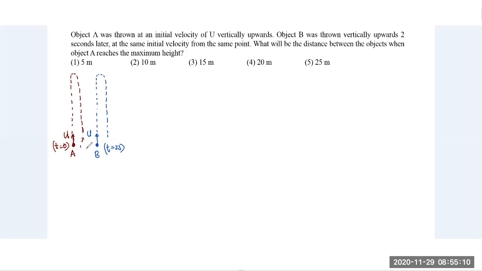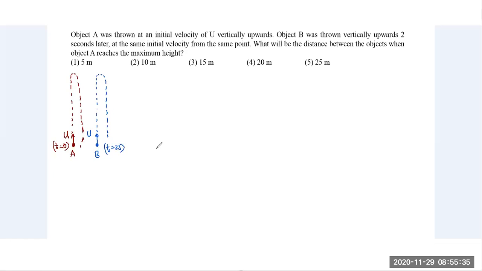So regardless of their masses, if their initial velocities are the same, if A reaches a height of h, B will also reach a maximum height of h. If the total time taken for A to return to the initial position is t, the same time will be taken by B. But the thing is, B was thrown 2 seconds after A.